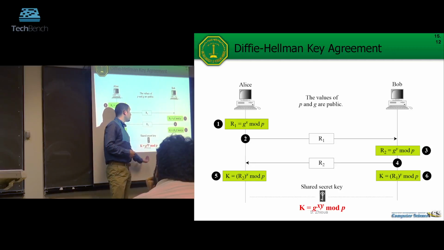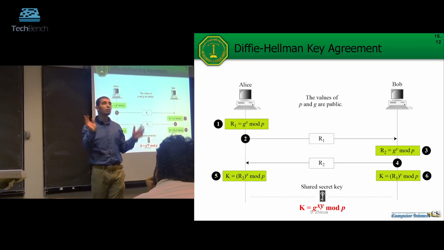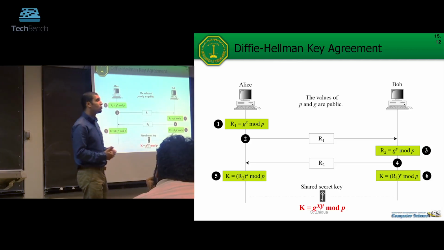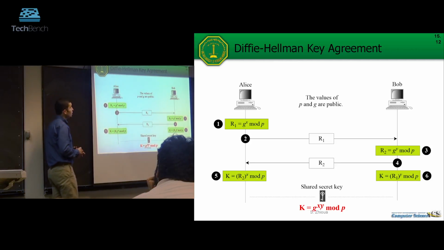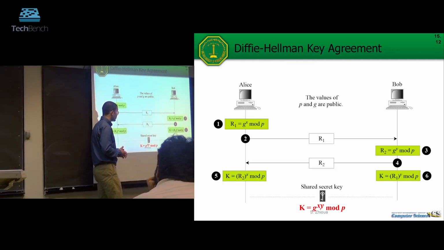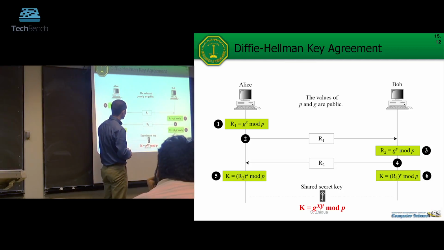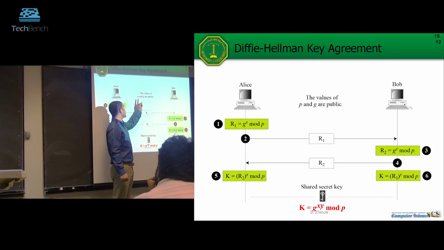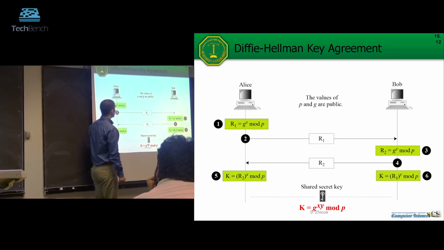So anybody watching the traffic in the middle, although he can see everything, all the bits, without encryption, he will not be able to guess the secret key. Now remember how it works. There are two values which are public, P and G. These two values can be generated by Alice, and then she sends them to Bob.